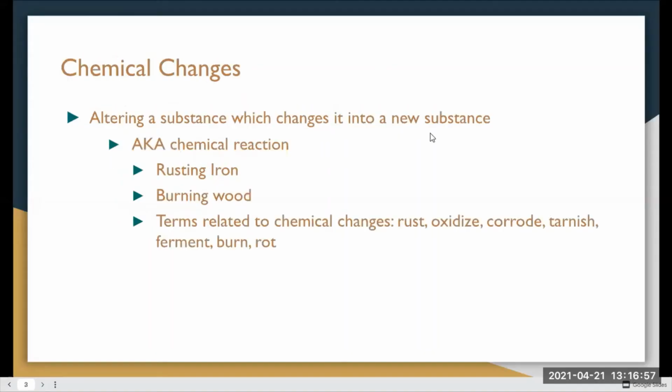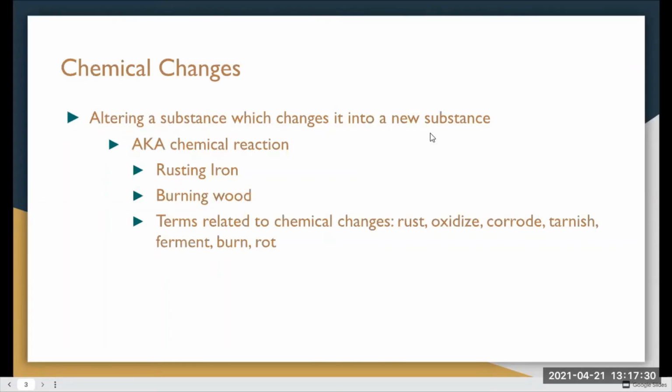If we're talking about chemical changes, though, this is when you're altering a substance to change into a new substance. As in, when you ask yourself, do I still have the original substance? You say no. For example, when you leave something outside that's metal, it's going to rust. Rusting is an oxidation reaction, and you can look at it. When something rusts, it no longer looks like the original substance. It has different spots and it looks different.